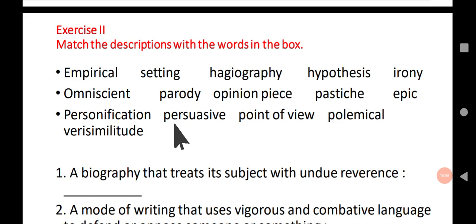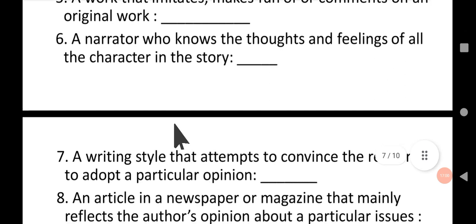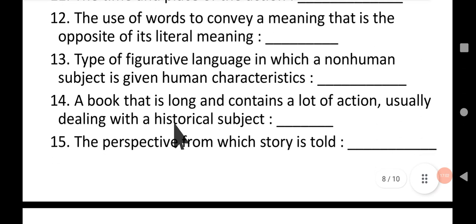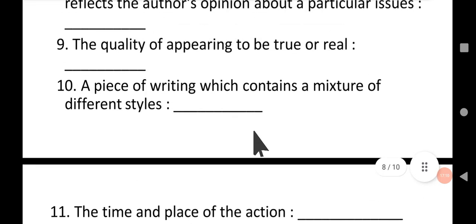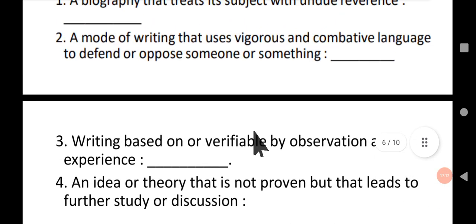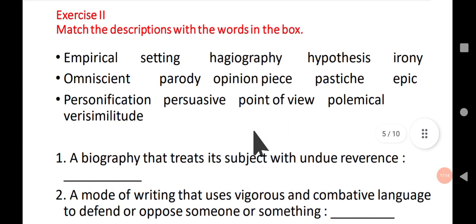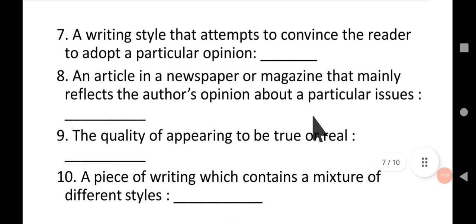Personify is to give human character to the non-human. Next one, any book that is long and contains a lot of action, usually dealing with a historical subject. Very long one, so many characters, and it deals with historical subjects, just like the Ramayana and Mahabharata we have. That is called an epic. Ramayana and Mahabharata are called epics.